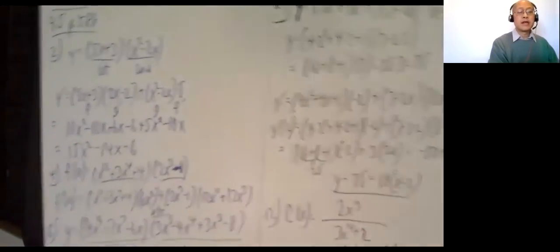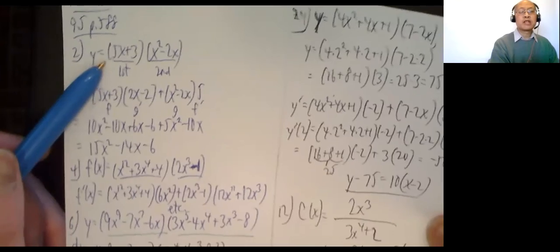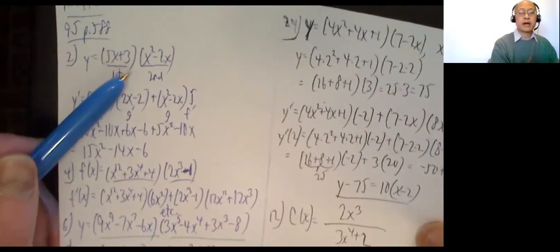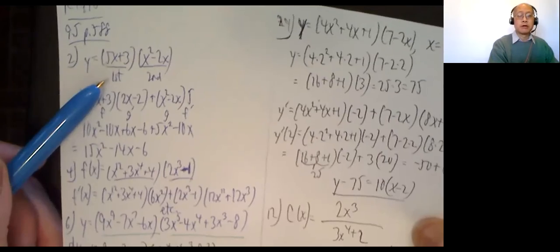All right, so 9.5, page 588. I'll do the evens and you do the odds. So I'm going to do 2, 4, 6, and so on. Number 2: y equals (5x plus 3)(x squared minus 2x). Again, I should say my number 2, which might be different than yours, but you're still learning the material.